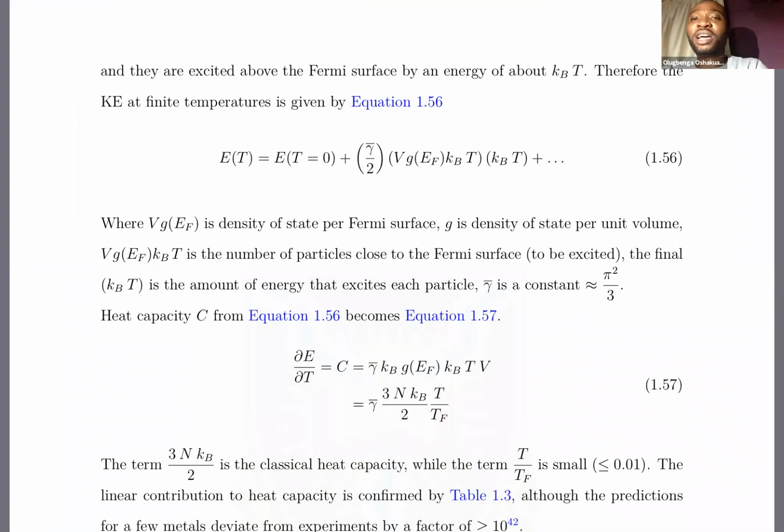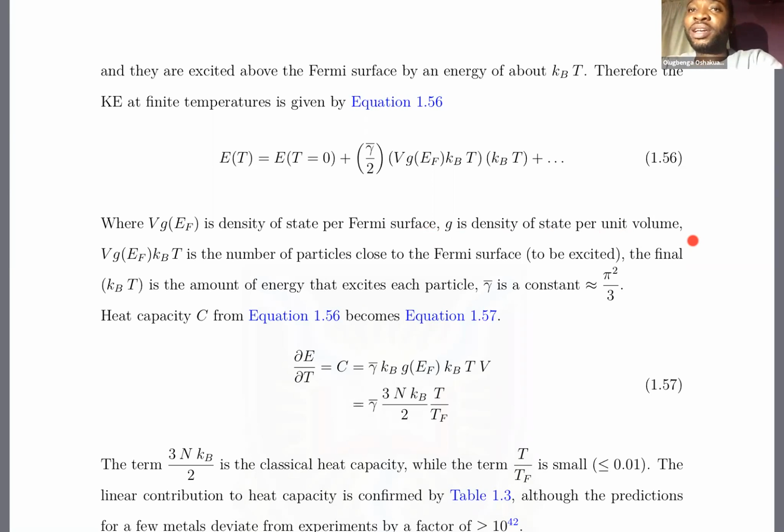So from that assumption, we can bring out an approximate value for energy at finite temperatures. And the energy at finite temperatures will be as good as saying what is the energy at temperature T equal to 0, and what is the energy as the temperature begins to increase. So there are some terms we have not seen before, which have been introduced as a result of the assumptions and approximations. One of which is V subscript G of EF, the density of states per Fermi surface, while G is the density of states per unit volume.